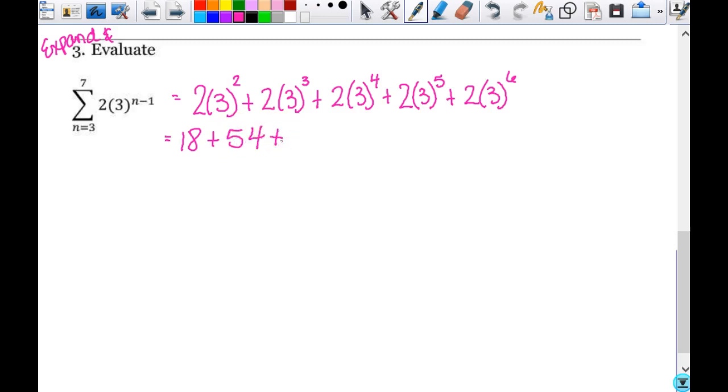Plus... Why isn't it 7? Because it's n minus 1. So I substitute in 7. N minus 1 gives me 6. All right, so what comes after 54? 162. What comes after 162? 486. And then that equals 1458.